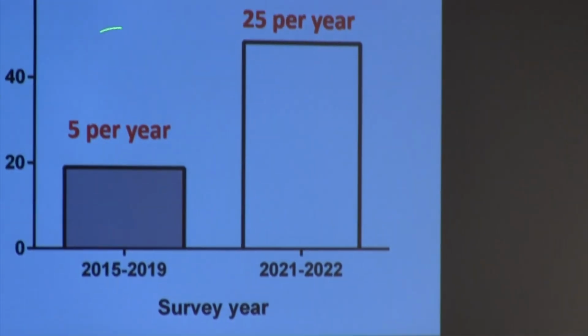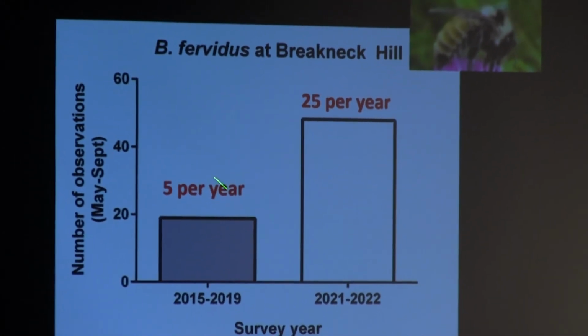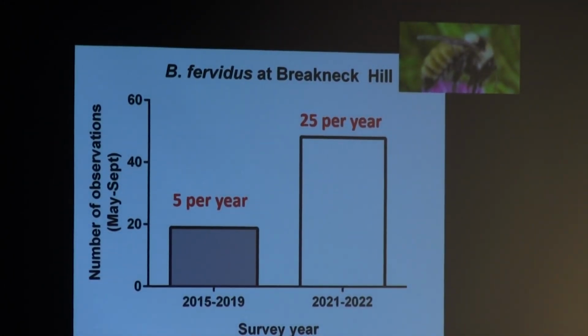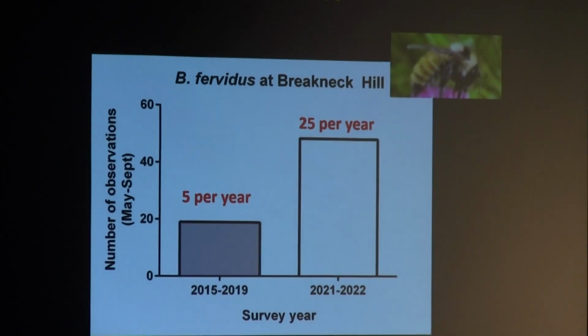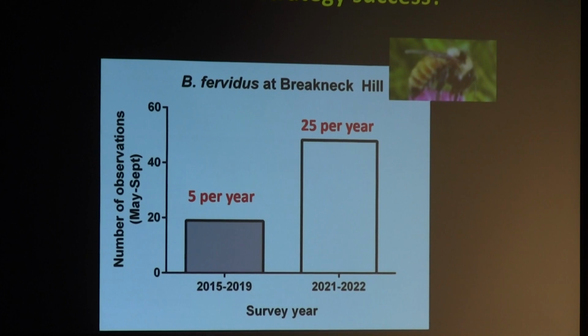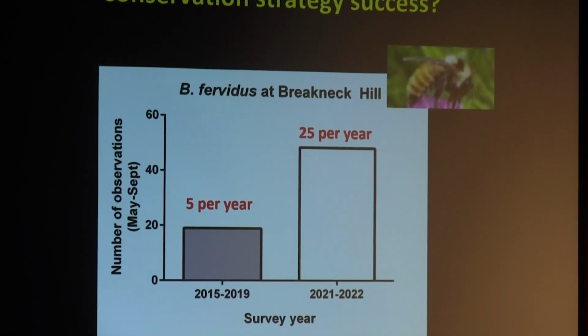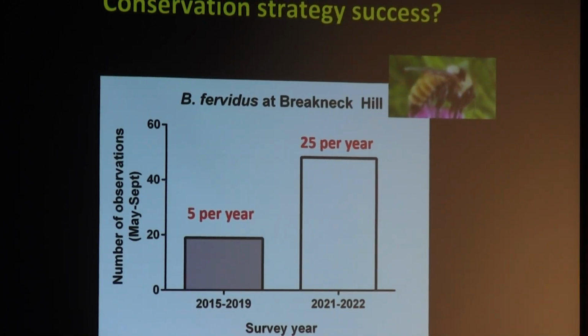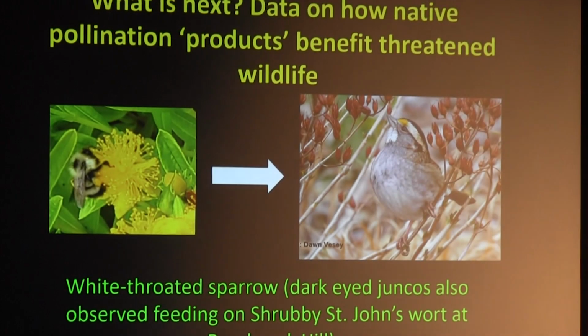So to show you the success, before we put in and made the modifications at Breakneck, there were about 5 Bombus fervidus per year, and there was a lot of variation, some years none, some years a little bit more. But over the last 2 years we've been surveying, on average, we're seeing 25 per year. So even if you have them on site, again, we're giving them better pollen, they can produce more bees, and the population starts to go up. We expect the numbers to increase, and not just at Breakneck, but at all of our sites.